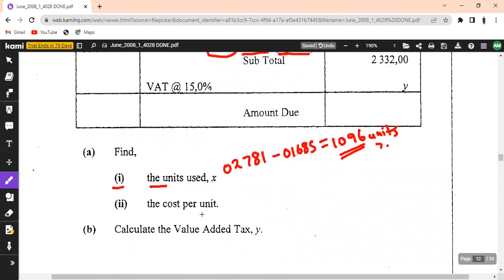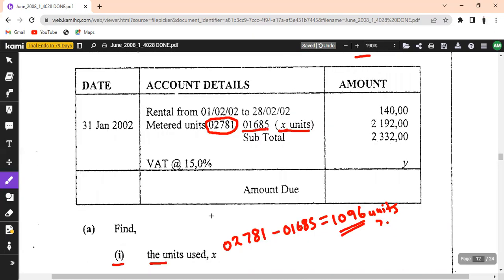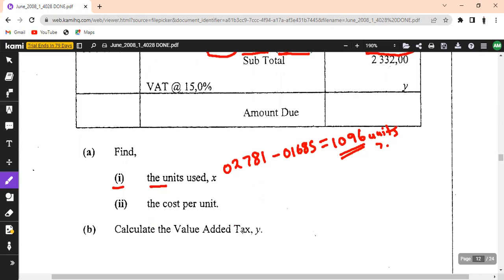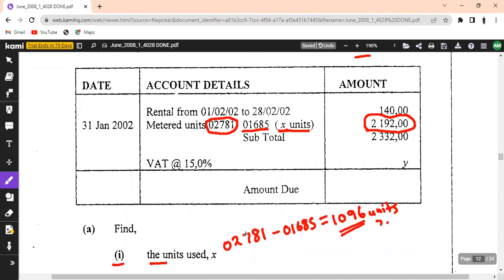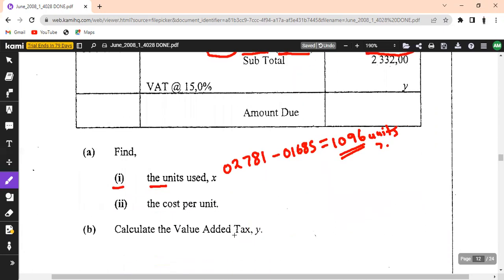All right, B, the cost per unit. What is the cost per unit? Here we are given that all of these units are to cost $2,192. This is the cost of all these units. What about each unit? It's a simple proportion. We are going to divide the cost for all the units, which is $2,196, by the number of units.